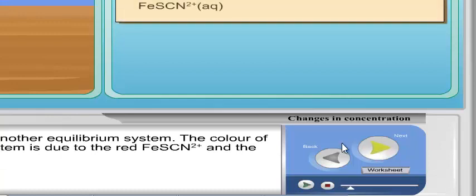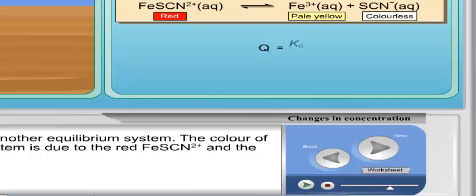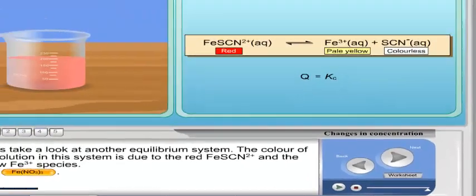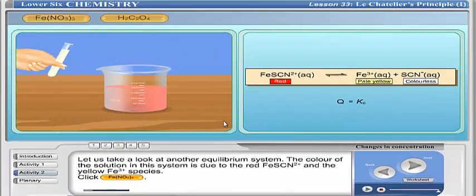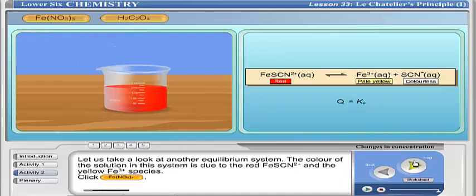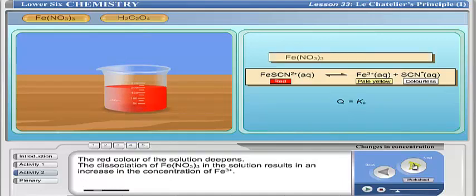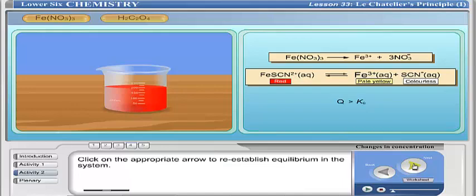Let us take a look at another equilibrium system. The color of the solution in this system is due to the red FeSCN2+ ion and the yellow Fe3+ species. Click the Fe(NO3)3 button. The red color of the solution deepens. The dissociation of Fe(NO3)3 in the solution results in an increase in the concentration of Fe3+. Click on the appropriate arrow to re-establish equilibrium in the system.